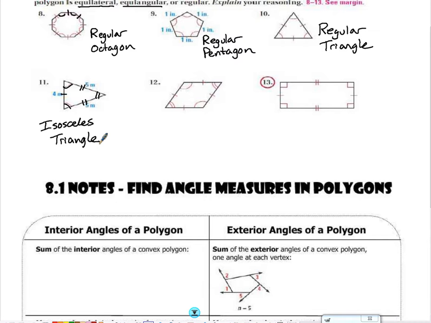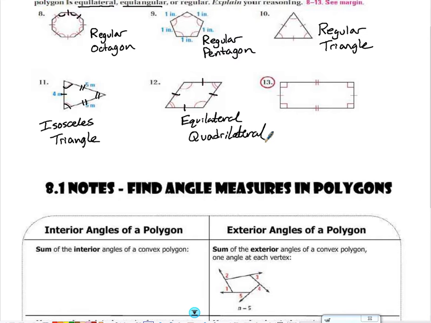Number 12, here we have a quadrilateral, 4-sided figure where it looks like I have 4 tick marks, so that makes all 4 of those segments the same length. But the angles do not have the same number of arcs, so that means it's not equiangular. So this would be an equilateral quadrilateral. Definitely a mouthful there. You've got to be careful with that one. Equilateral quadrilateral.